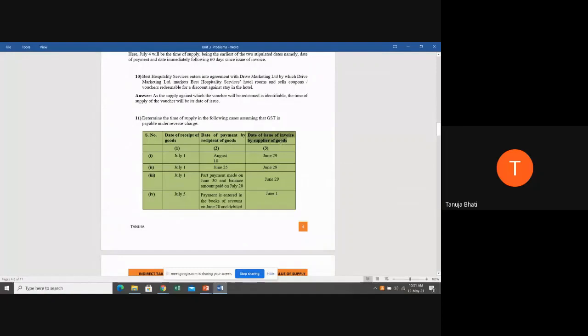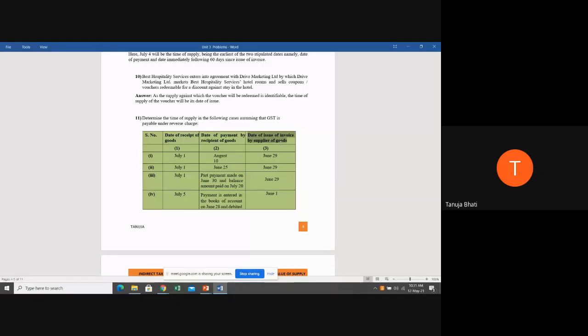Now if it is goods, which section are we going to apply? Section 12, subsection 3. So first, students, you will need to remember the provision. The provision of time of supply for reverse charge for goods is the earlier of 3 dates. Which are the 3 dates? The date of receipt of goods, the date of payment, and 30 days from the date of issue of invoice by the supplier.